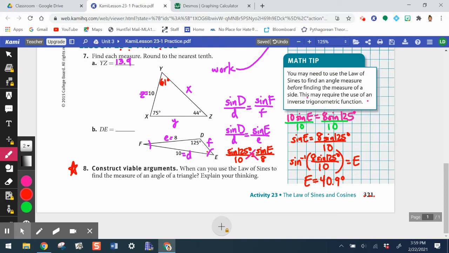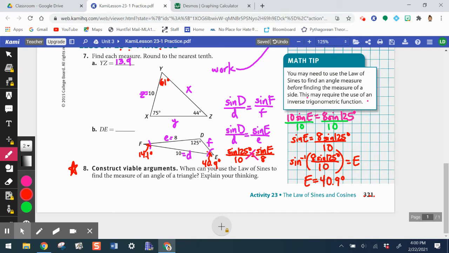And by finding angle E, now we can find angle F because all three of these angles have to add equal 180 degrees. And once we have angle F, we can actually go back and reuse this proportion that we wrote at the beginning. So angle E is 40.9 degrees. So now let's find angle F by taking 180, subtracting 125, and then subtracting 40.9, which tells us that angle F is 14.1 degrees.